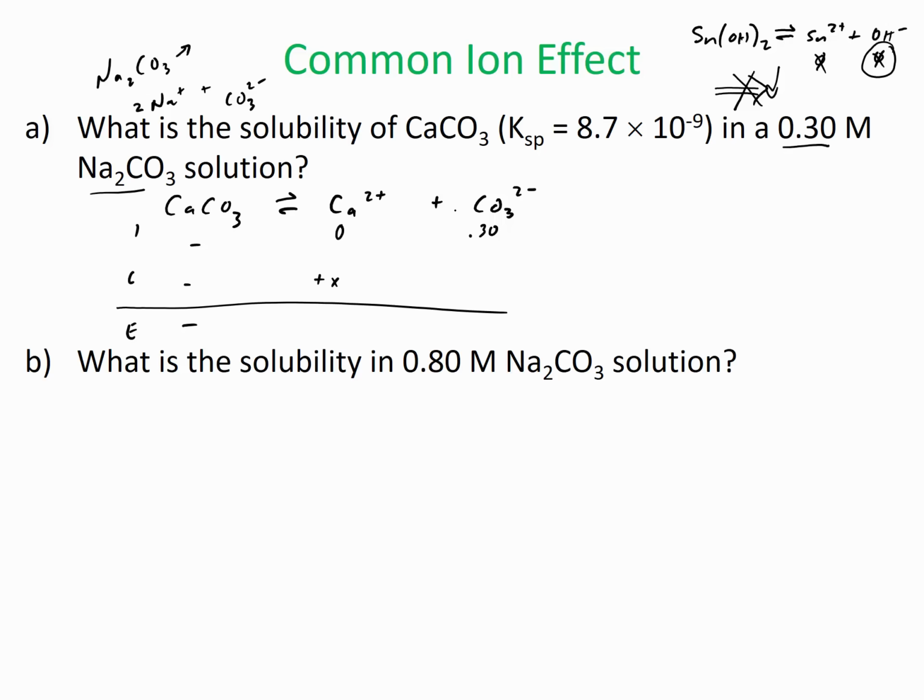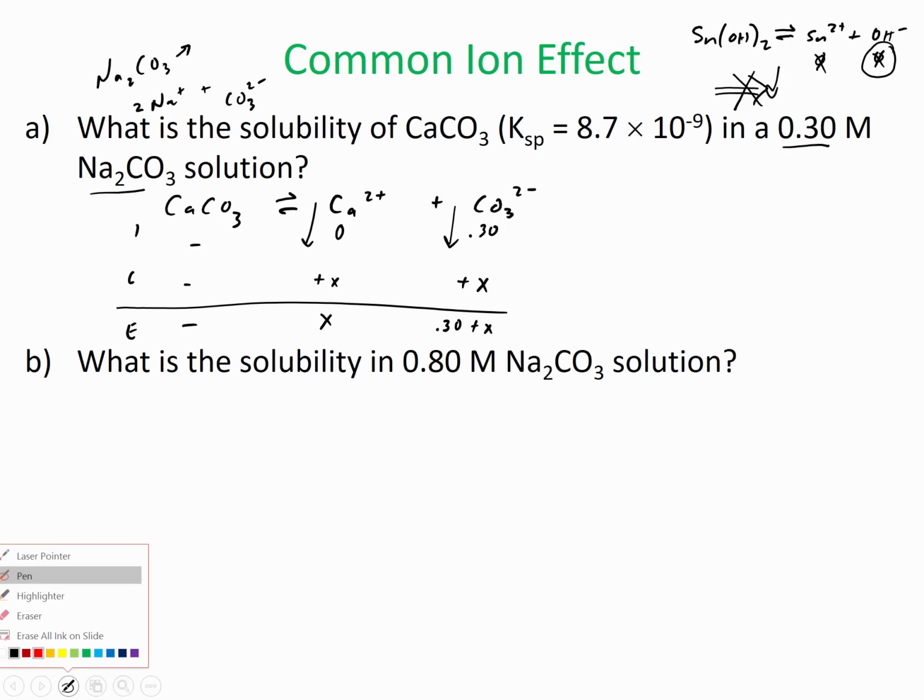This will go up by x. Remember to bring down the coefficients into the change line. So this is x, and this will be 0.30 plus x. You'll see that the nice thing about these KSP values is they're ridiculously small, so the assumption rule is almost always going to work. There are some times where it won't work, and we're actually going to encounter one of those times in this video.